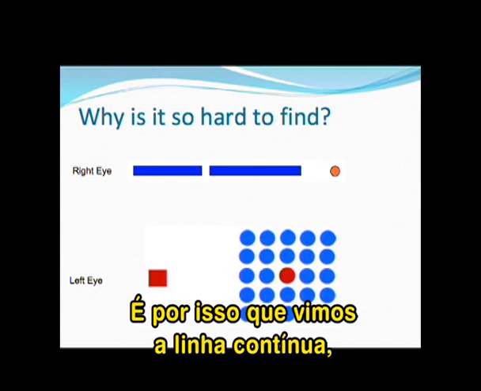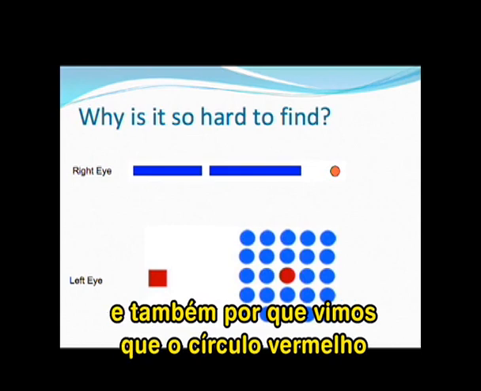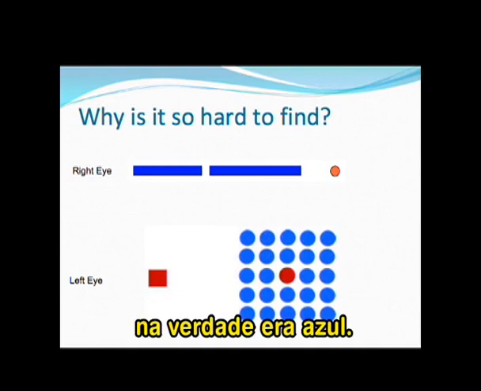And that's why we saw the line was actually continuous, and also the reason why we saw that some of the circles, the red circle, was actually a blue circle.